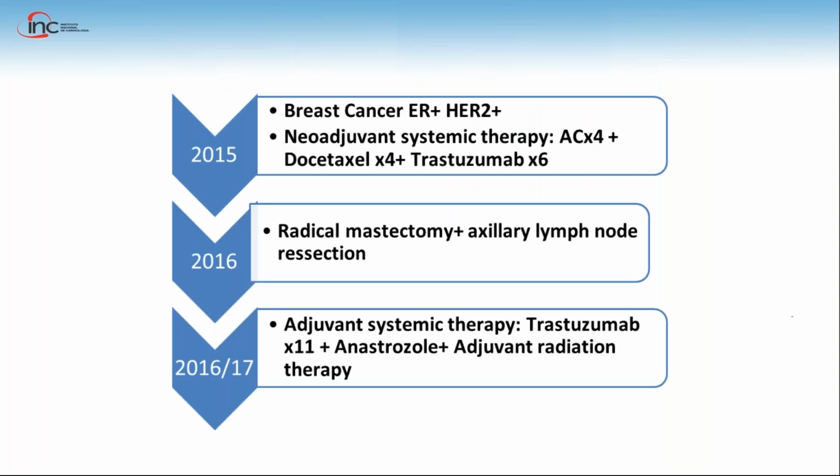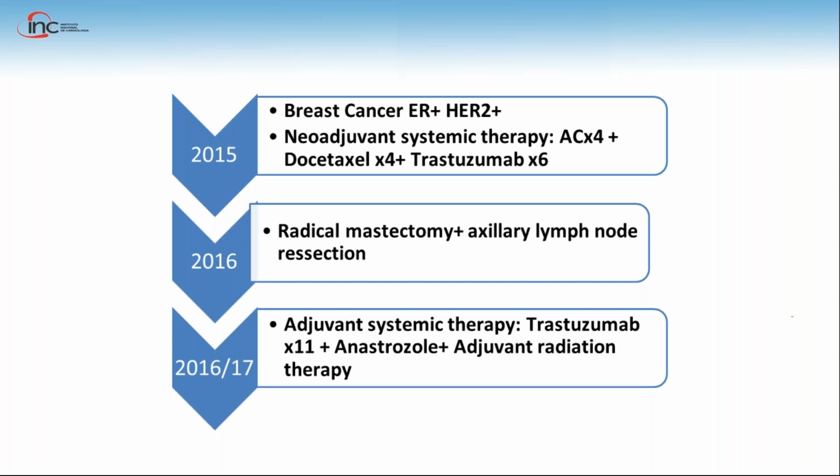Here we can see the oncologic history of this patient, and in this way, I think it's better to understand it's a complex case. So in 2015, there was the breast cancer. It was required to do neoadjuvant systemic therapy with anthracycline, docetaxel, and trastuzumab. After that, in 2015, radical mastectomy and resection of axillary lymph nodes.